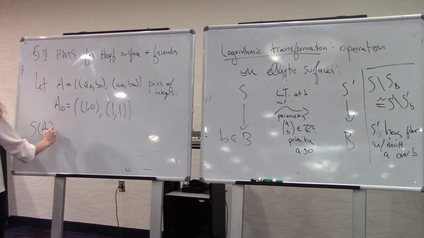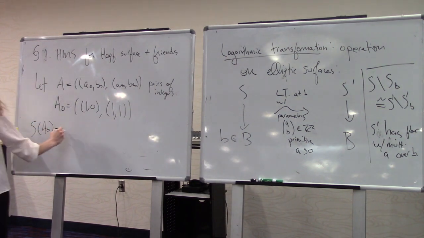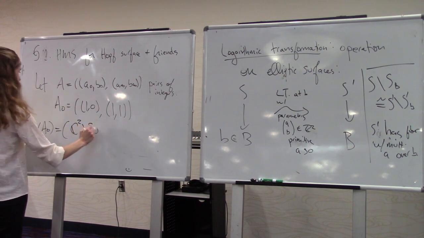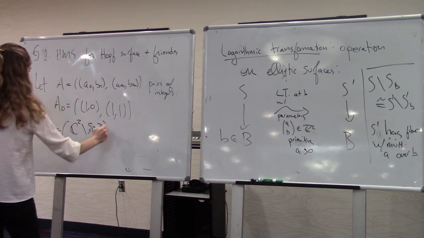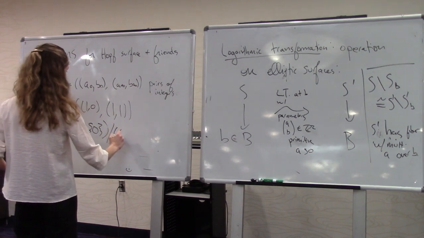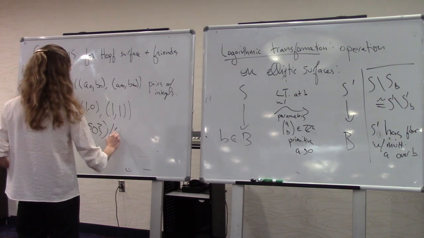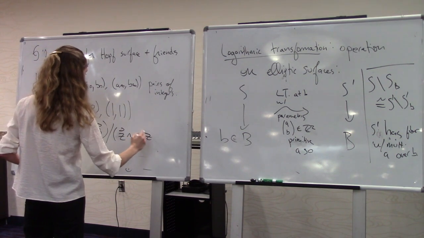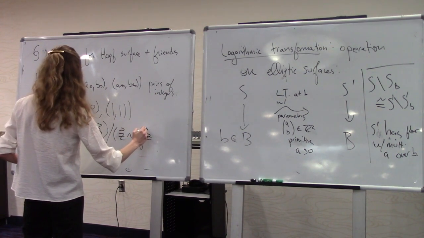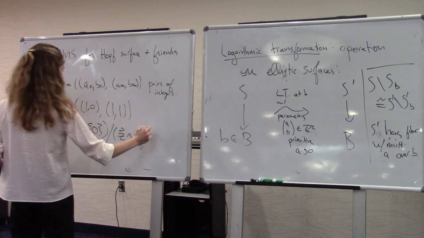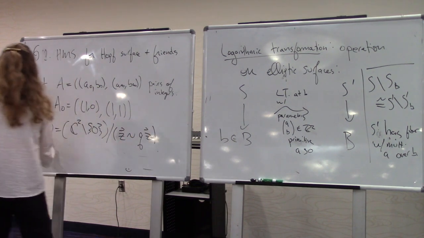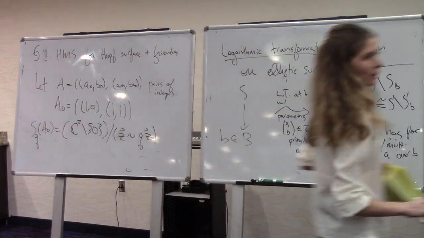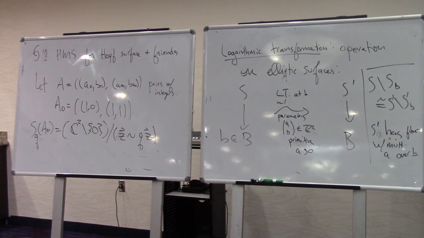So the reason I'm defining this is that this is a surface you might know. So this is the Hopf surface. So it's C squared minus 0, quotiented by the relation Z is identified with QZ. Oh, sorry. So let me leave this on the board. So this is S sub q. But as you might have guessed, I have another description of this in terms of log transforms.